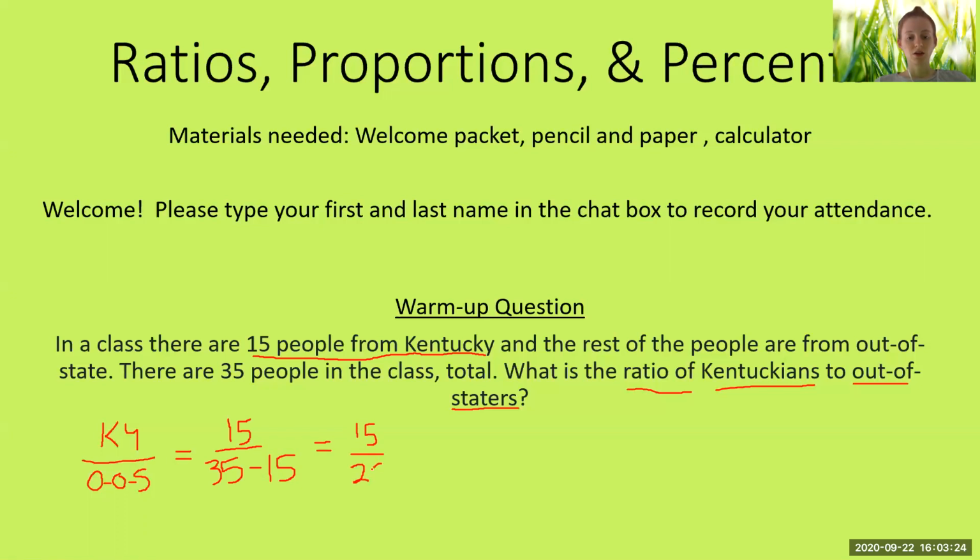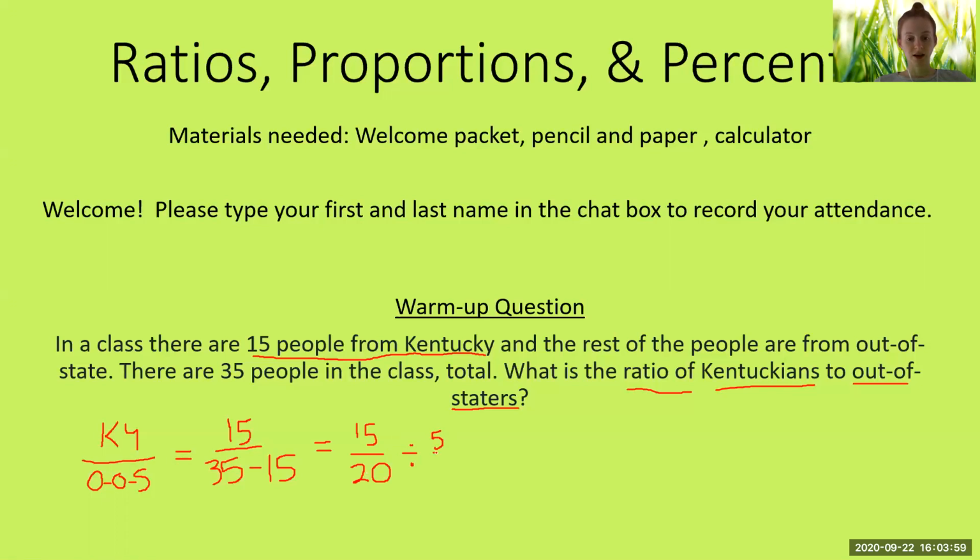Now with ratios, what do we usually do at the end? So oftentimes with ratios, our last step is to reduce or simplify the ratio, just like we do with fractions. So we want to look at our two numbers here, and we want to find the greatest common factor of 15 and 20. So what is the greatest common factor of 15 and 20? It's 5. Right? 5 is the largest number that will go evenly into 15 and also 20.